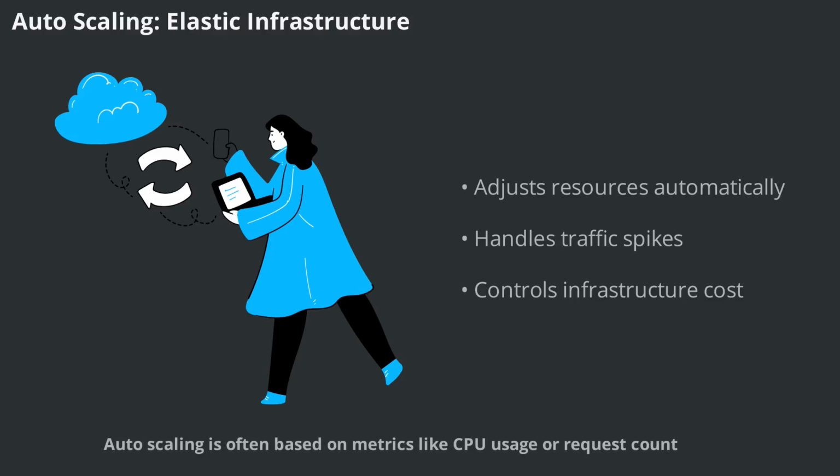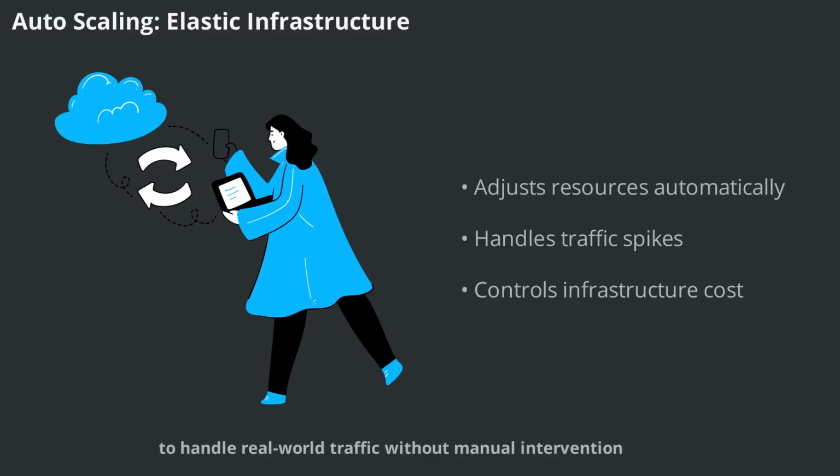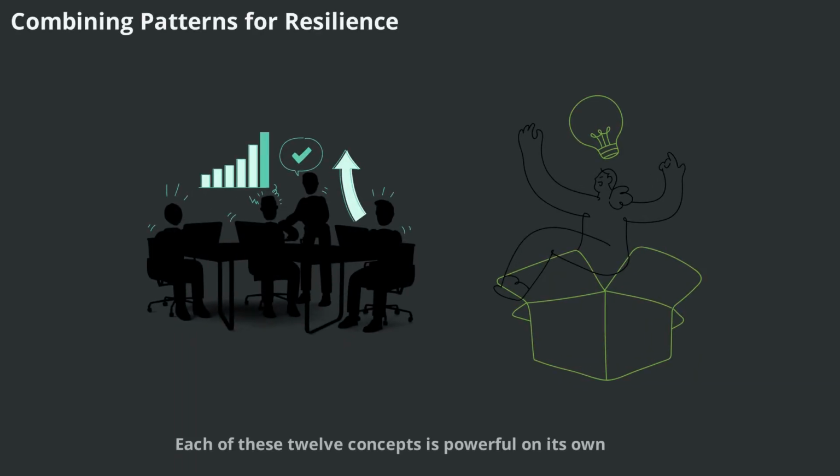Autoscaling is often based on metrics like CPU usage or request count and works best with stateless applications and reliable health checks. While it doesn't solve all architecture problems, autoscaling gives your system the elasticity to handle real-world traffic without manual intervention. Each of these 12 concepts is powerful on its own, but real-world systems combine them for maximum resilience.